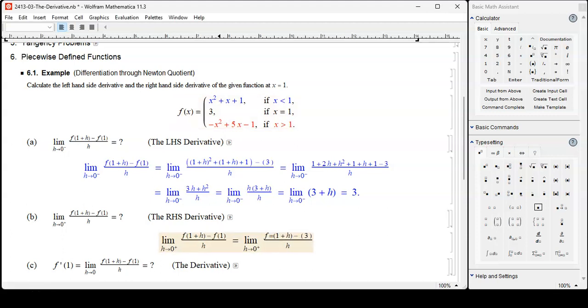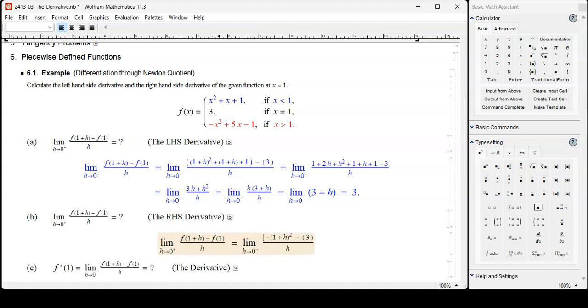And this entire thing is negative of x squared, so 1 plus h squared, plus 5 times 1 plus h, minus 1. And that's the expression by plugging in x equal to 1 plus h. Please check.